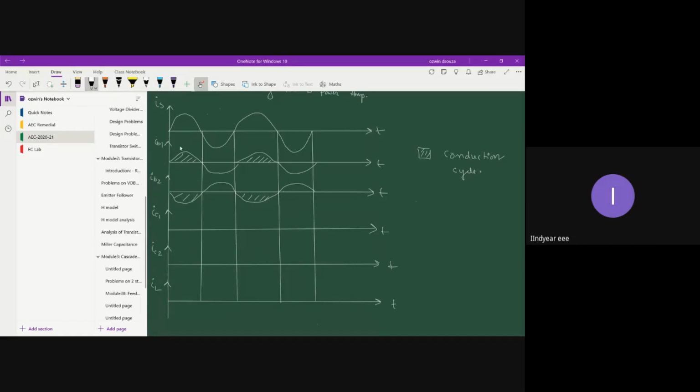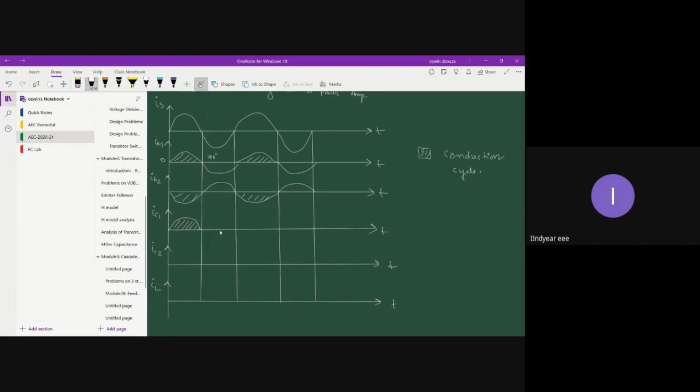So when current IB1 flows for 0 to 180 degree duration, transistor Q1 is triggered. Triggered means it is turned on. Hence, there will be a flow of collector current. So the collector current IC1 flows for the positive half cycle of IB1. So this is your collector current.